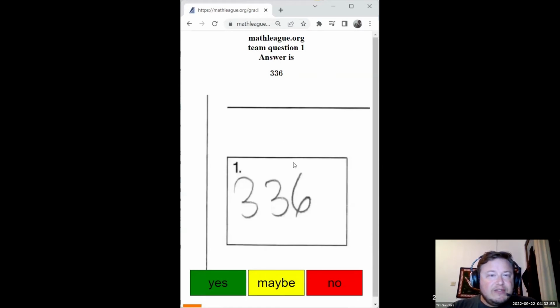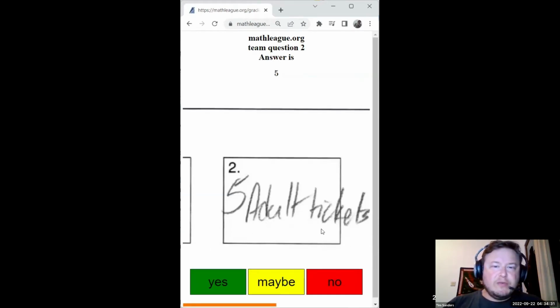They wrote 336. The answer is 336. That's wonderful. So at this point, you'll see that we have this 5 adult tickets showing up again. We saw this one before. Every once in a while, depending on how many people are grading, you may end up seeing the exact same thing twice. Don't worry about it. Just grade it again and it'll be fine. Remember, just like last time, we look at the number. There's only one number in here. It's the number 5. Yes, it's a match. So we're going to click yes.